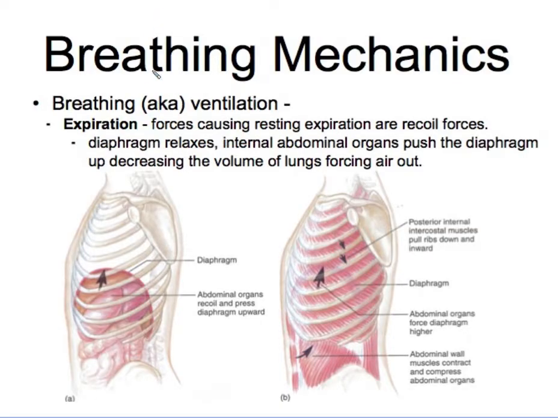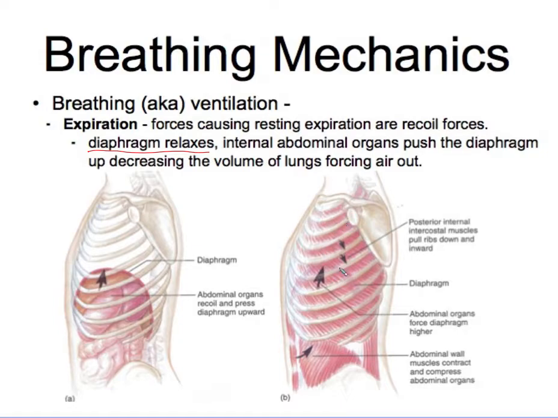When you breathe out, so that was all breathing in. When you breathe out, this is when the force inside your body is greater than the force outside of your body. And so this happens when your diaphragm relaxes. It then lifts up and increases the pressure in your lungs. Your internal abdominal organs push the diaphragm up, further decreasing the volume, forcing air out.